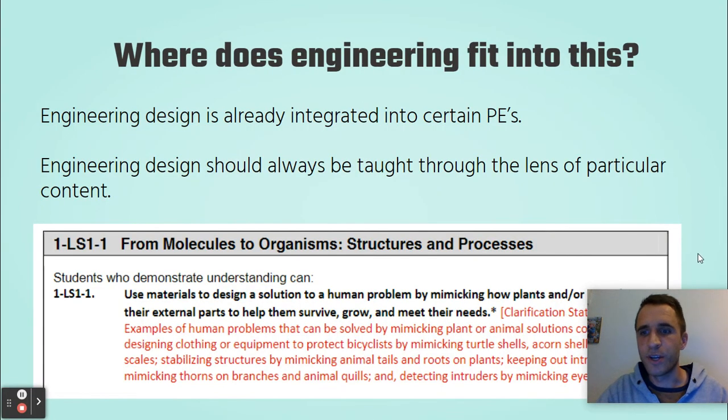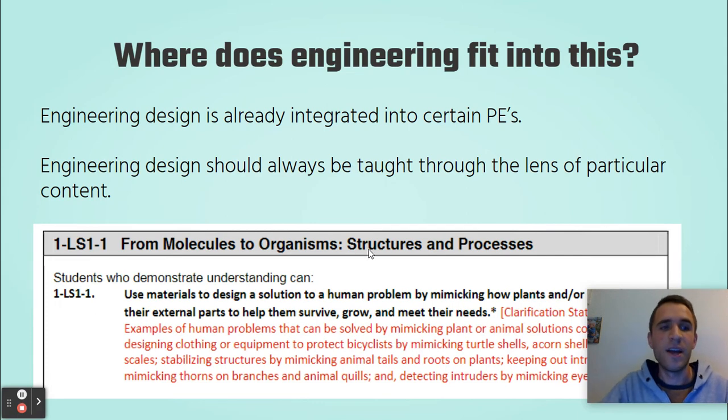And I think it's also important to notice, where does engineering fit into this? It's often a question we get, like, should I teach a separate engineering design unit, right? We haven't talked much about it in this course, but engineering does have its own little set of standards within NGSS. And I want to make really clear, engineering design is already integrated into certain performance expectations.